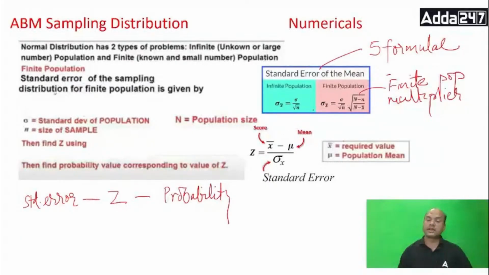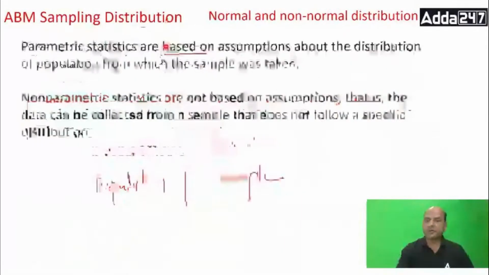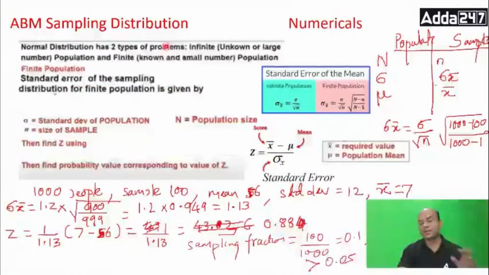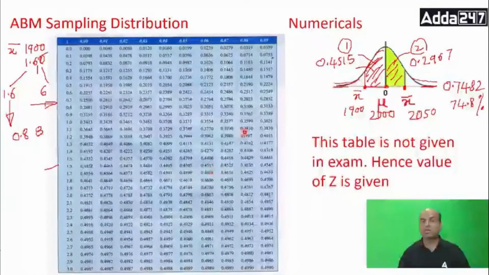Now, what do you do with the standard error? Once you get the standard error, you use it to find out Z. Now, what is Z? Z is a table. What is this table? Let me show you that table also. This is called a normal distribution table. The values over here are known as probability.